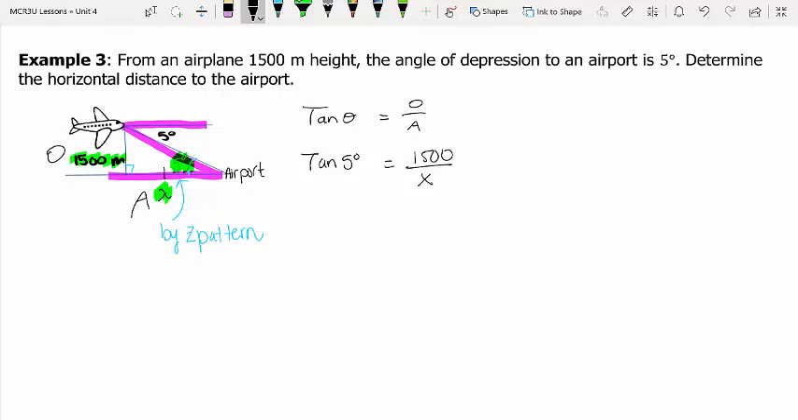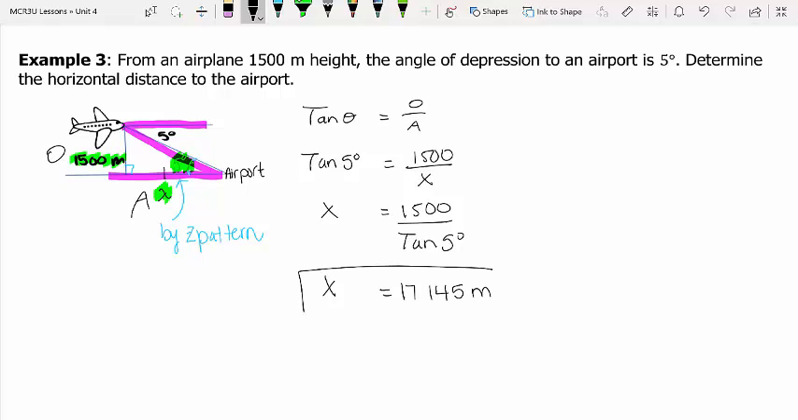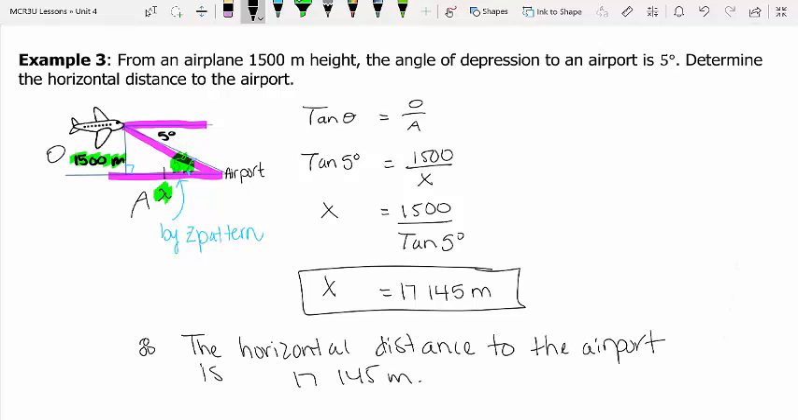Now we'll solve for x. So therefore, the horizontal distance to the airport is 17,145 meters.